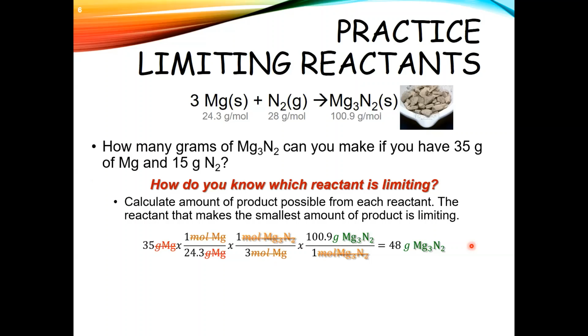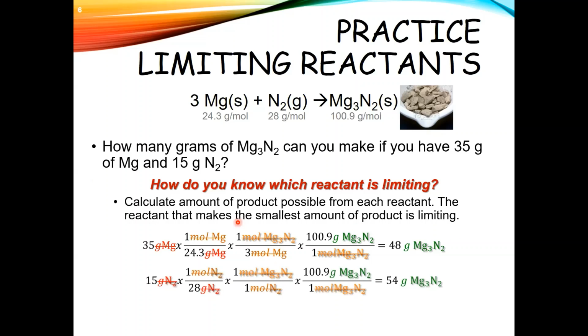Now let's do the reverse. Let's calculate with nitrogen. We're going to say we have 15 grams of N2 and pretend we have unlimited magnesium. Figure out how many moles of Mg3N2 we can make. Well, we're starting with 15 grams of nitrogen.